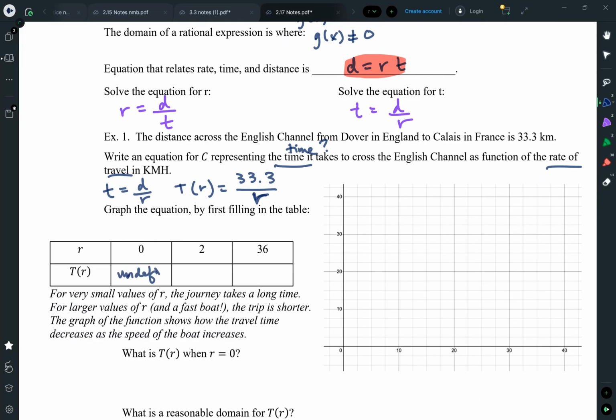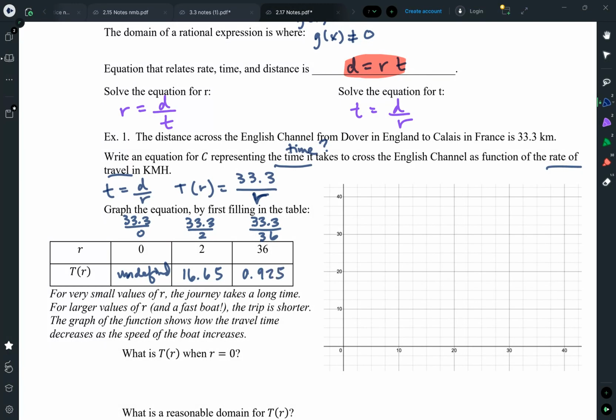But if I plug in 2, that's going to be 33.3 over 2. Maybe we should write above here what we're doing. And then if we do 33.3 divided by 36. If we divide by 2, we get 16.65. So if we travel at a rate of 2 kilometers per hour, it would take us 16.65 hours. If we travel 36 kilometers per hour, it would take us a little bit less than an hour, 0.925.